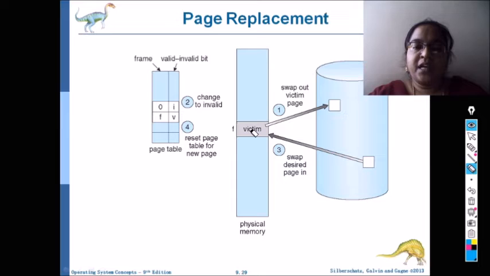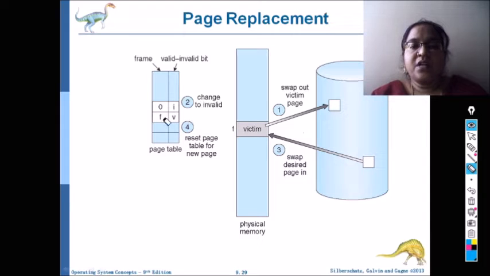So the victim page can belong to the same process, or it can belong to the other process. Here we swap out, and then you change this bit for the victim page. You may be selecting a particular victim page, so that particular page no more remains, and you change its bit from valid to invalid. Now you are getting the swapped-in desired page.